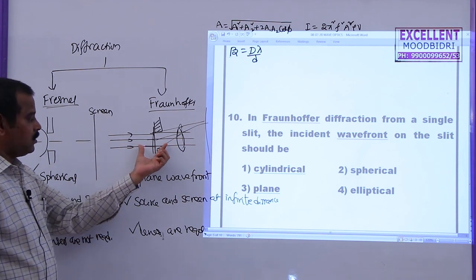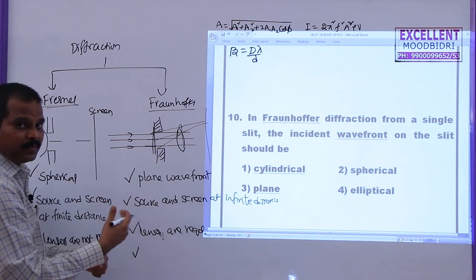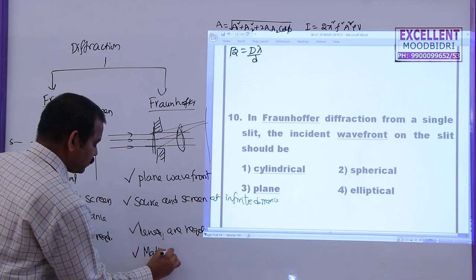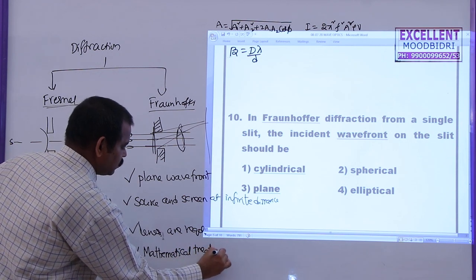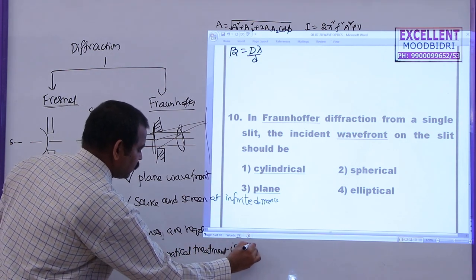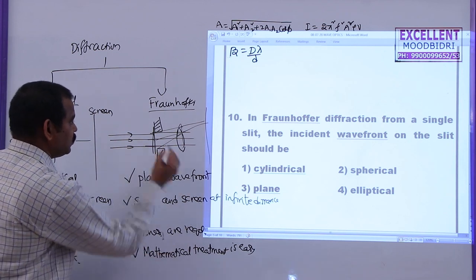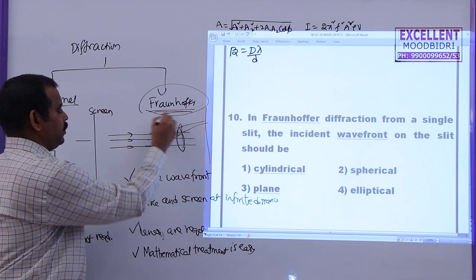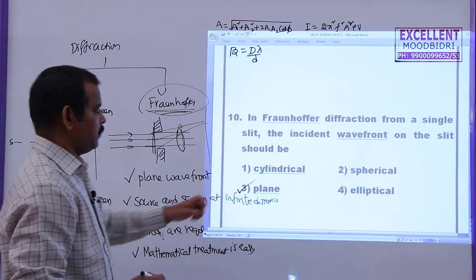Here the mathematical treatment is easy. So derivations and calculations are easy. But this is complex, so the mathematical treatment is complex. That's why we are learning Fraunhofer diffraction at PUC level as well as NEET and JEE level. So here the correct option is the plane wavefront in Fraunhofer diffraction.